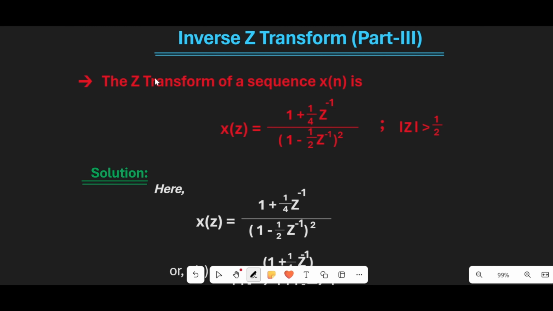The first problem: the Z transform of a sequence x of n is X of z equal to (1 plus 1 by 4 into z inverse) divided by (1 minus half into z inverse) the whole square. Here the ROC is modulus of z greater than half. That means we have to use a right sided sequence, that means u of n, the unit step signal.